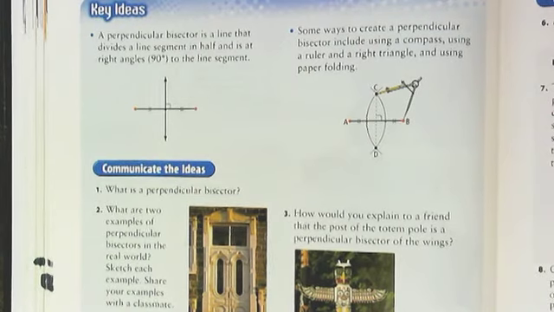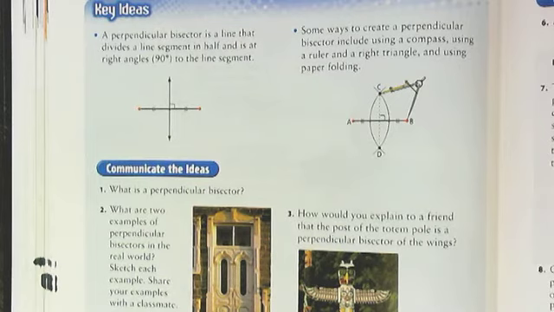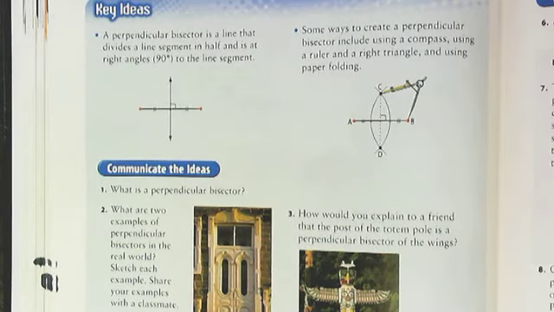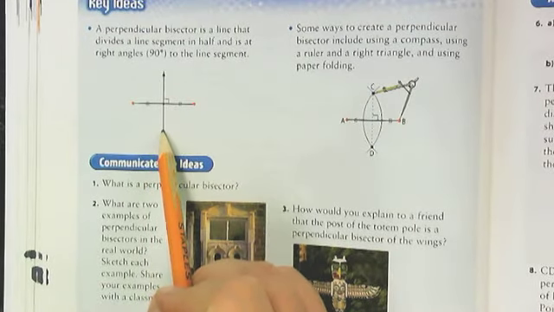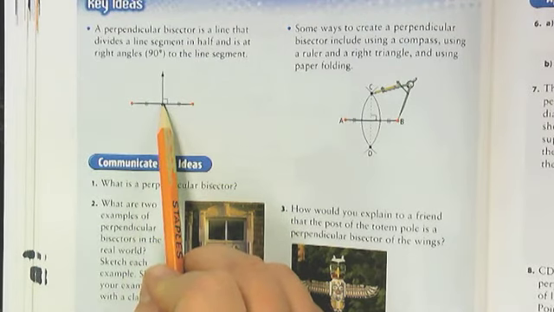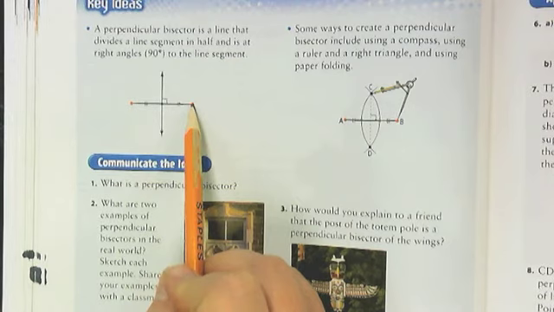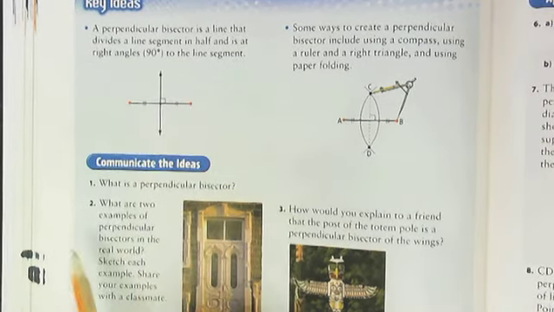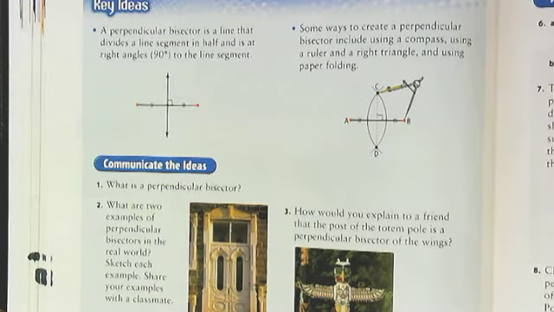Key points with this one. A perpendicular bisector is a line that divides a line segment in half and is at right angles to the line segment. So here, the line divides it in half. That length from the red dot to the perpendicular bisector is the exact same length as from the perpendicular bisector to the other dot, and it's at a right angle. Some ways to create a perpendicular bisector include using a compass, using a ruler and a right triangle, and using paper folding, using your protractor.